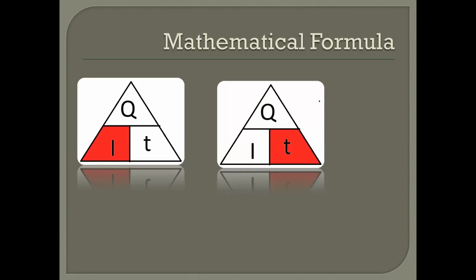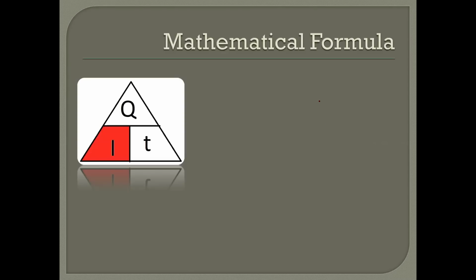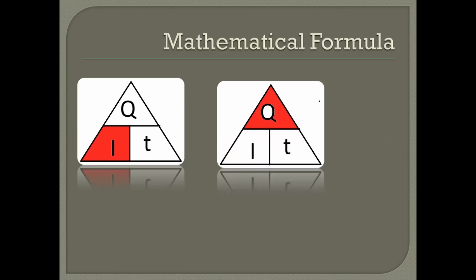So it is always desirable to study the formulas in triangular form, so that it makes it easier when the other quantities are being asked. I'll show you once again. I is equal to Q by T, or Q is equal to I into T, or T is equal to Q by I. All these are coming from the basic formula I is equal to Q by T. So this is the mathematical formula for measuring electric current.